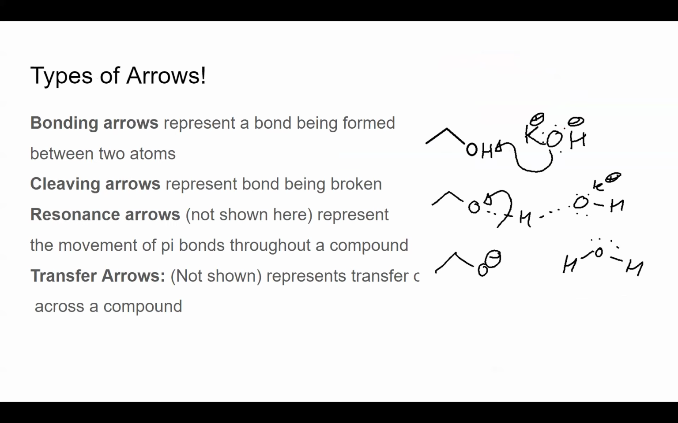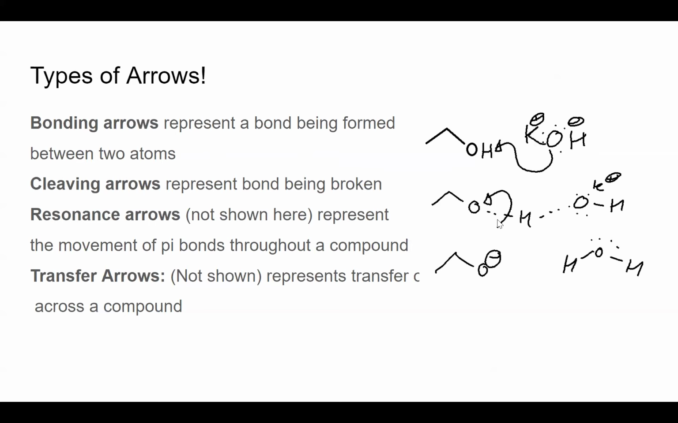Types of arrows. This is very, very crucial in terms of organic chemistry. A couple of arrows referenced here are bonding arrows. So this potassium ethoxide is bonding to the hydrogen off of this ethanol. As this oxygen comes closer and closer to this hydrogen, because it wants to take the hydrogen away, we draw this arrow to signify that it's starting to pull off this hydrogen.